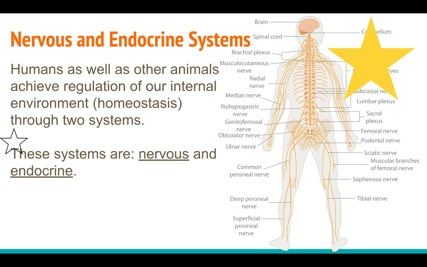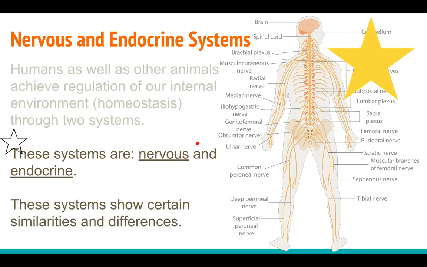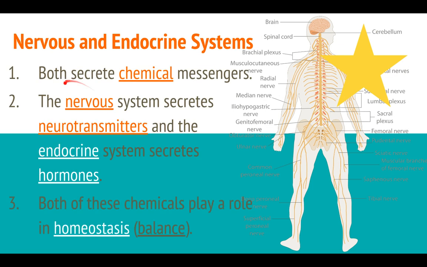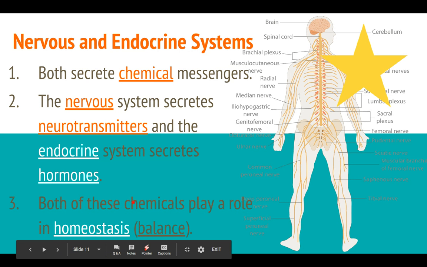Alrighty, the first system that humans use to communicate is your nervous system. Okay, your nervous system. I'll kind of zip through here. So they both secrete chemical messengers. Okay, this is how they're the same. In the nervous system, these chemical messengers are called neurotransmitters. And in the endocrine system, these chemical messengers are called hormones. Okay, these are two different systems. They both play a role in homeostasis.